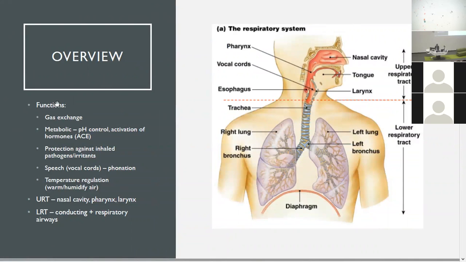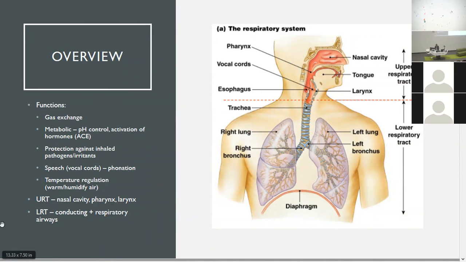So the main actions of your respiratory system: gas exchange, we know that. pH control, yep. If you have metabolic acidosis, then you have respiratory compensation. It's also important for speech, like I said, you have your vocal cords. Air comes in, goes out. And temperature regulation: if you breathe in cold air, it's going to take a lot of heat from your body to warm it up, which is not good.